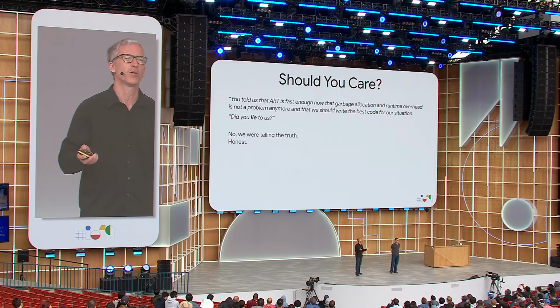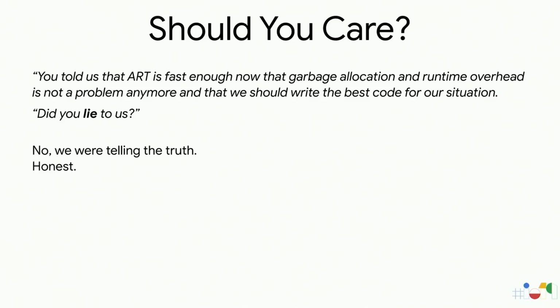Wrap up. So the question is, should you actually care about this stuff? We've given a couple of talks in the last couple of years that said, you know what, the runtime has gotten so much better. Stop worrying about all the allocation and deallocation stuff. We told you in the early days of Android, avoid allocations. Now, no, do the right thing for your code and your APIs. So the question is, did we lie to you? And the answer is no. Actually, we were telling the truth. That is still good advice.